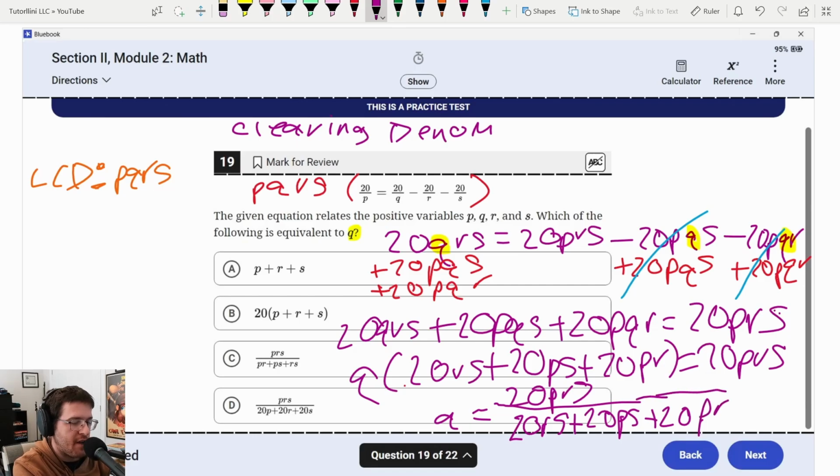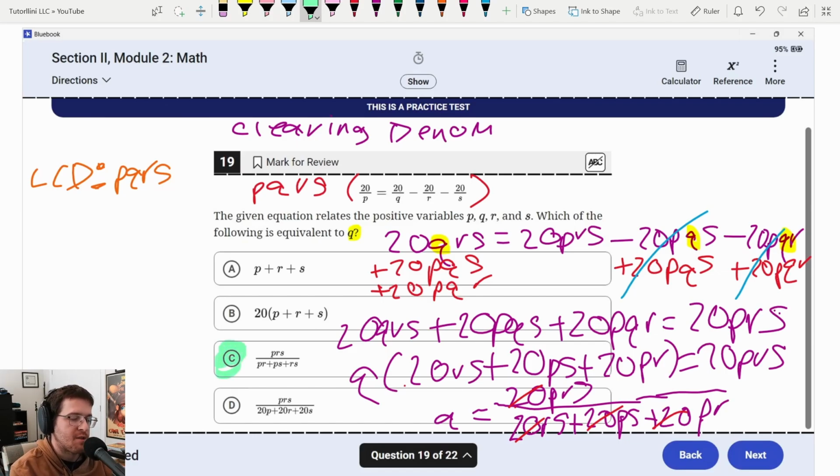And you'll notice every single term is divisible by 20. So I can divide the top and bottom both by 20, and all the 20s will go away. And I will be left with PRS over RS plus PS plus PR, which is looking very similar to choice C. And that is the answer.